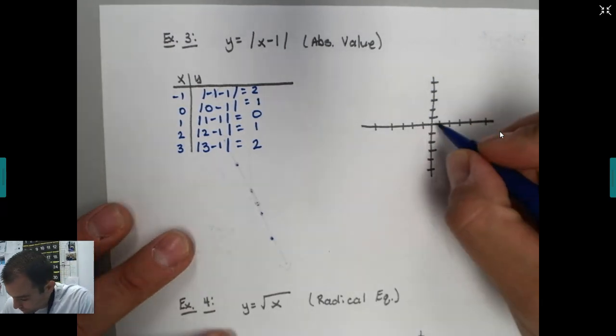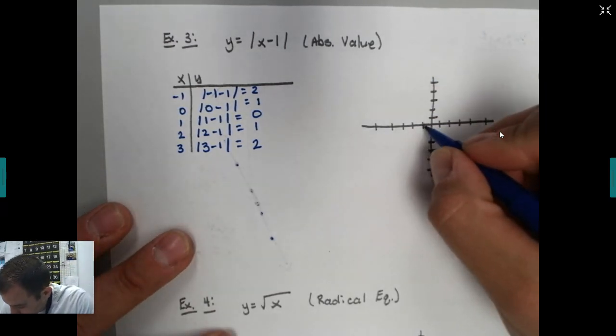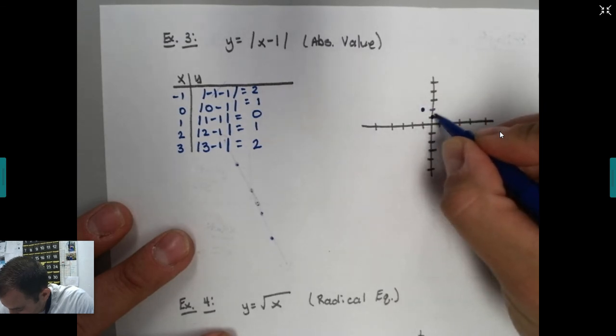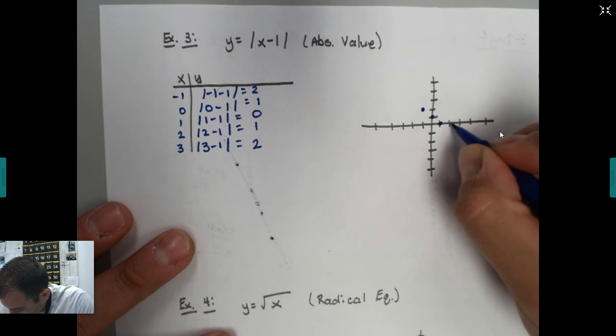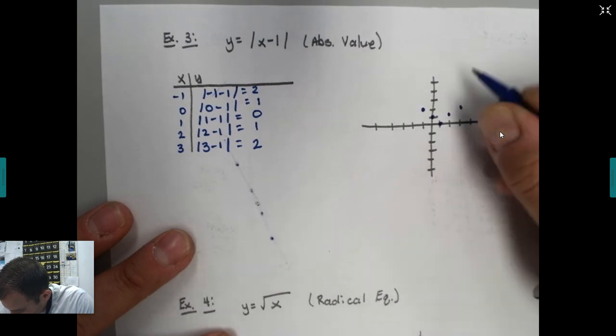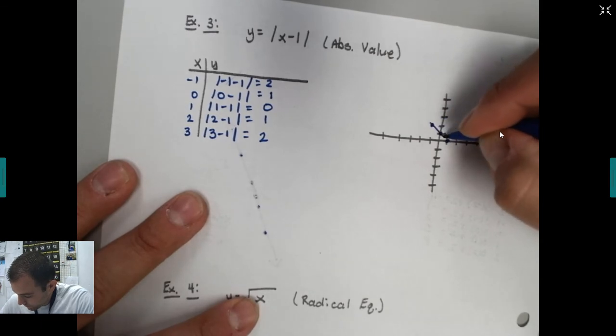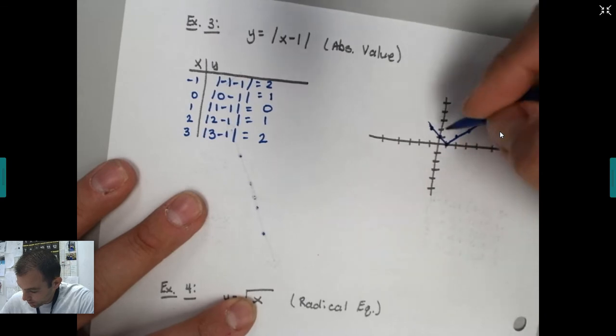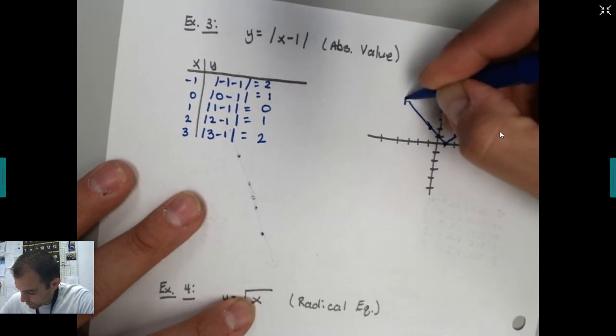So now we just put them on. -1, 2 would be right there. 0, 1, 1, 0, 2, 1, 3, 2. So this one is going to be the shape of a V. Absolute value, meaning it's a V, right? There's a V in the name of it, so the shape of it is a V.